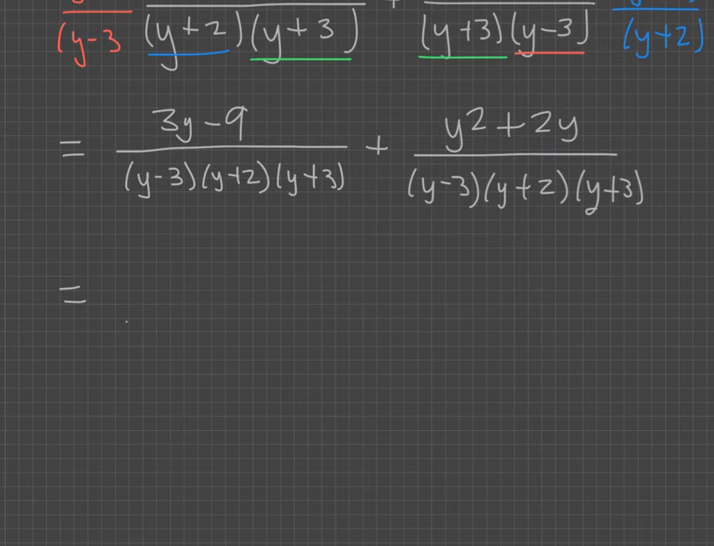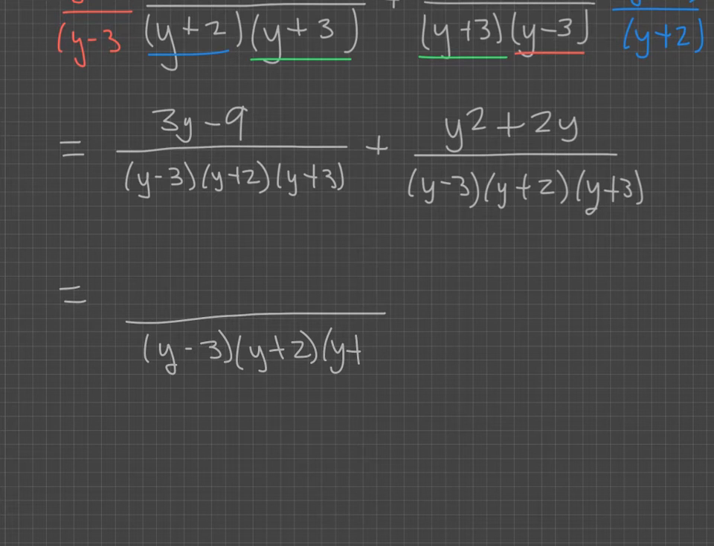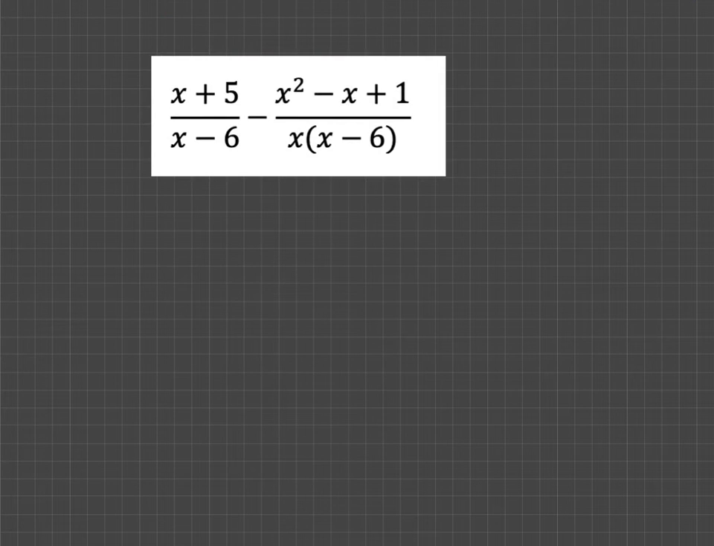Okay, now we've got our common denominator, and we can just add across the numerator. So we've got a y squared term, and then 3y plus 2y, so we get 5y, and then minus 9. All right, this time we have subtraction. So that's really not going to come into play until the very last step.